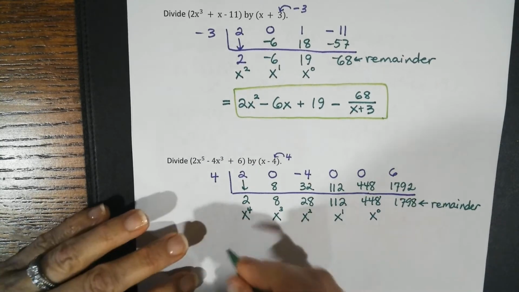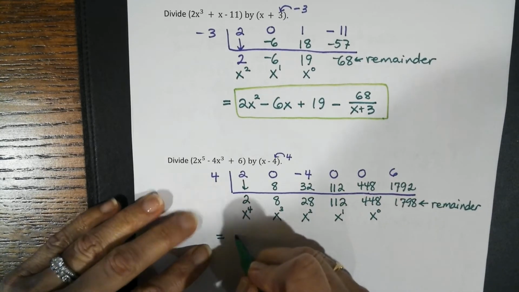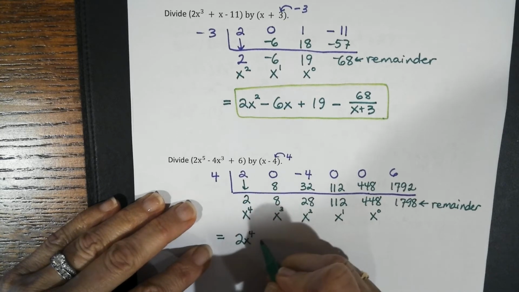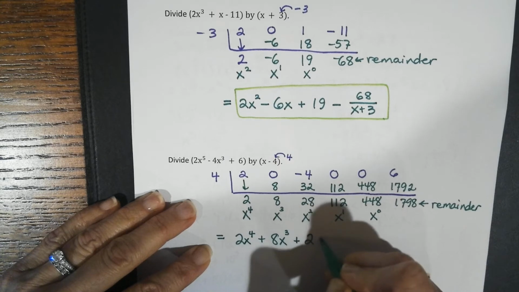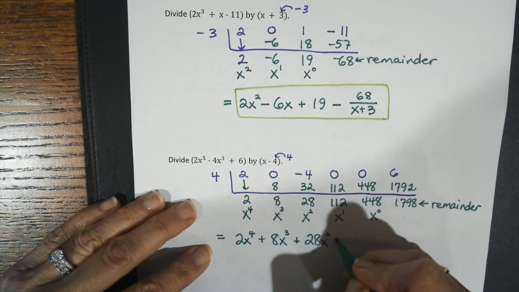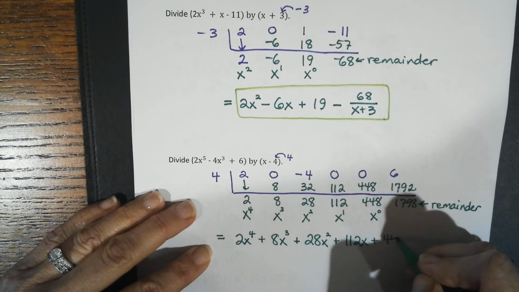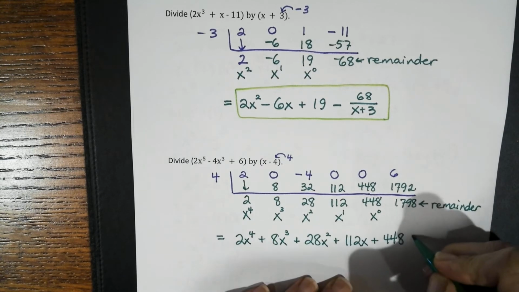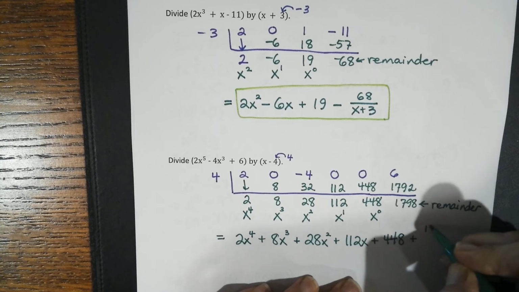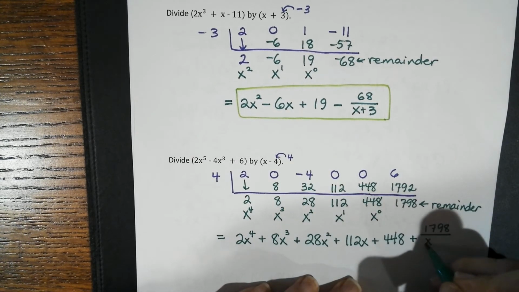That's a quartic. And so my answer is going to be, these are the coefficients, these are the powers. 2x to the 4th plus 8x to the 3rd plus 28x squared plus 112x plus 448. Remember, x to the 0 is a 1, so that's a constant. You don't have to write the power. But you do have to write the remainder, 1798, divided by the divisor, which is x minus 4.